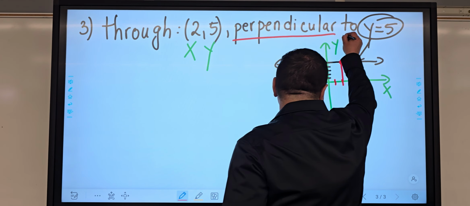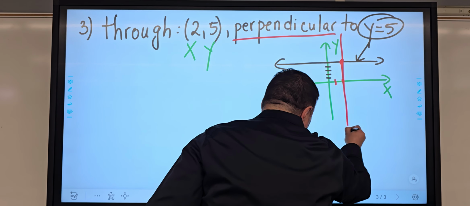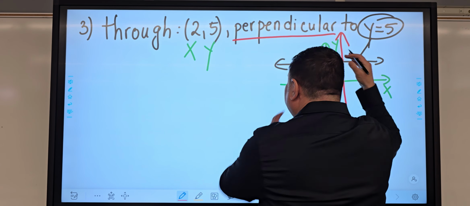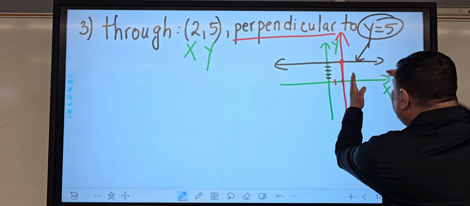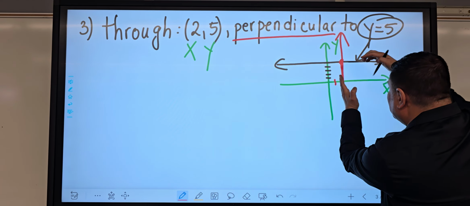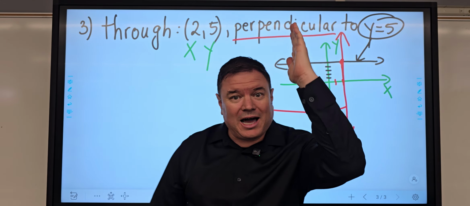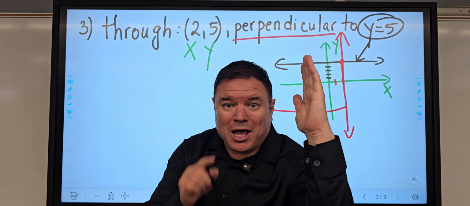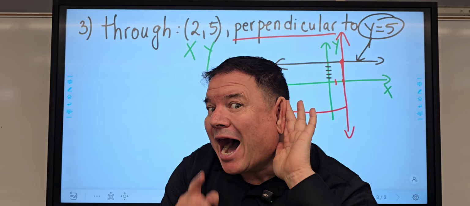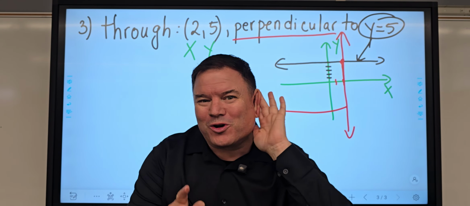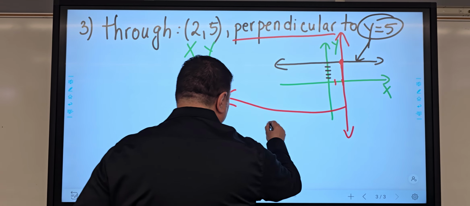And now we are going to draw through that point a perpendicular line to this line. Okay, so let's do that. Up and down. Okay, that's it. Our line is perpendicular to the other line. So now let's identify this line. Because the line is perpendicular, remember, the slope is undefined. Don't forget that the slope is undefined.